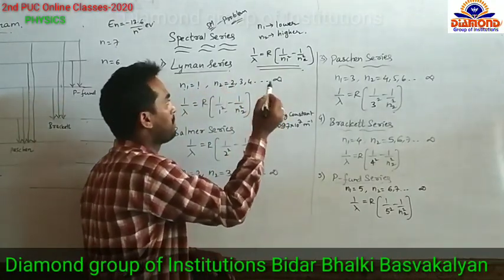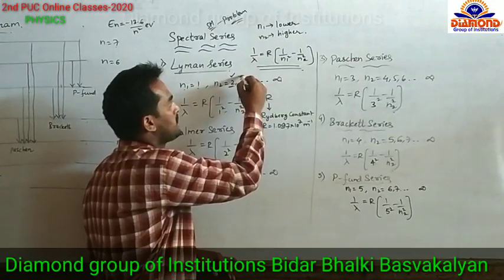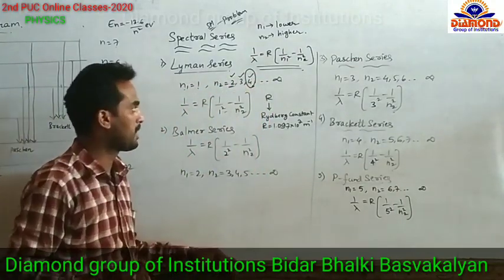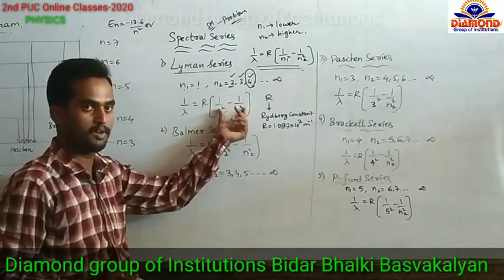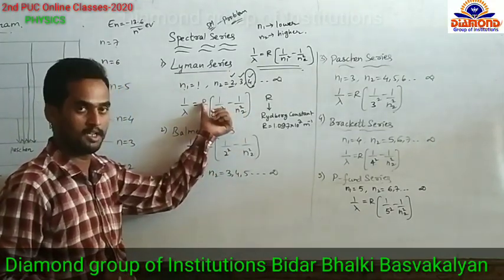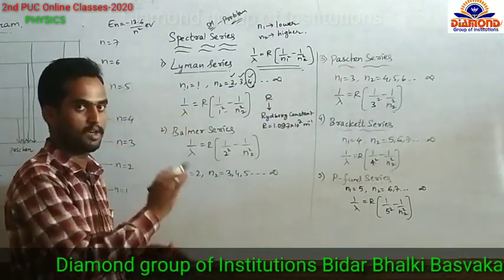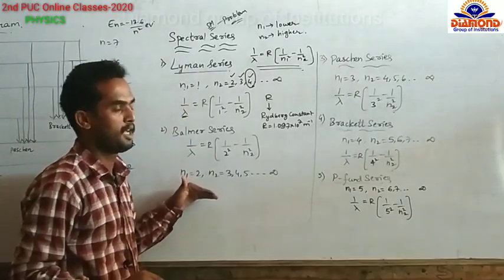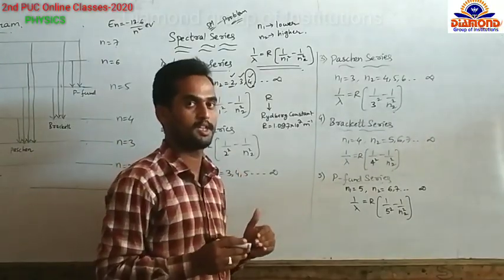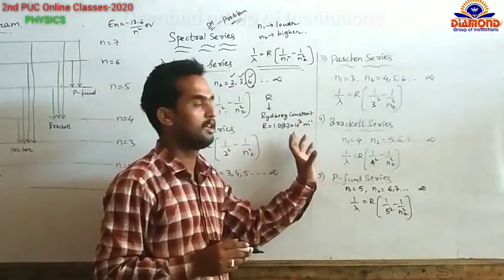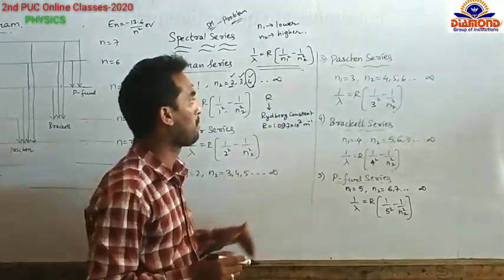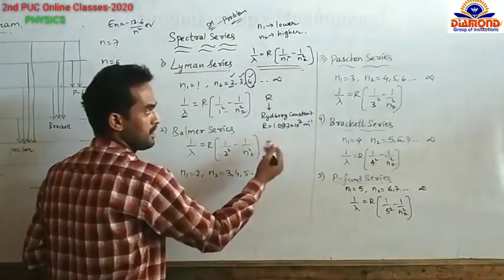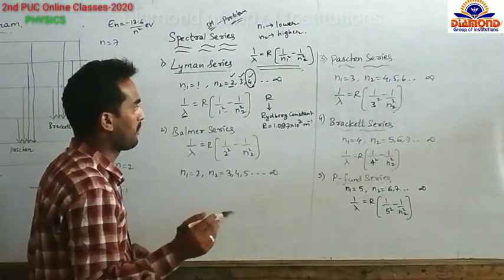Third line or third member means this is first member, second member, third member. So what is the final value? n2 equal to 4. By substituting the values and after doing the square and simplification with the r value, just reverse the value, then you are going to get the value of the wavelength. Simple problem, and in PUC physics, the easiest method to score 5 marks. You can practice, and after practicing these values, you can do any problem of any method.